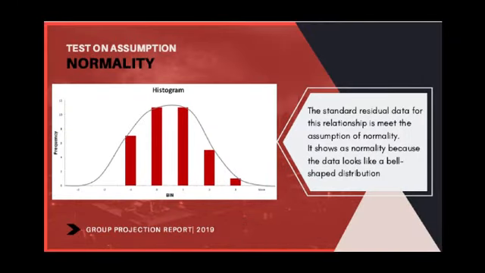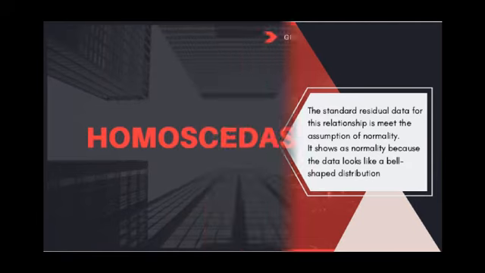The assumption of normality for the relationship between unemployment rate and macroeconomic variables such as inflation rate, money supply, and gross domestic product in the United States of America has been tested using the histogram. The standard residual data for this relationship meets the assumption of normality. It shows as normality because the data looks like a bell-shaped distribution.